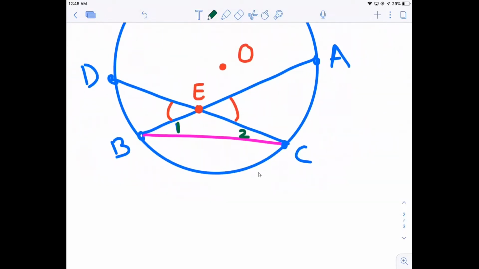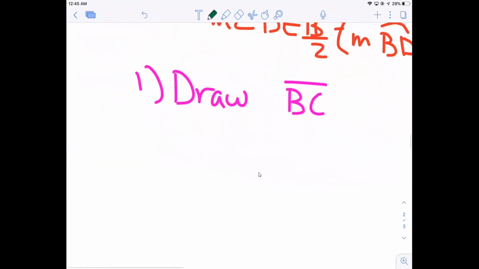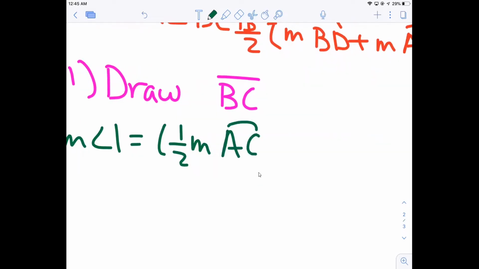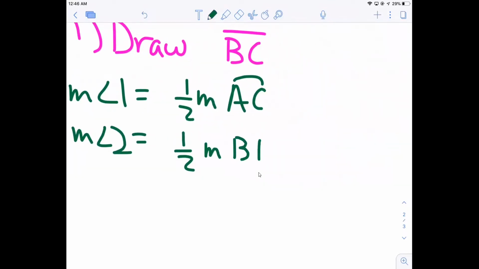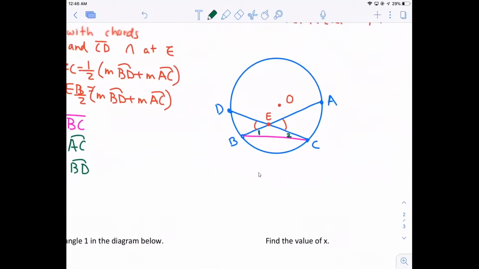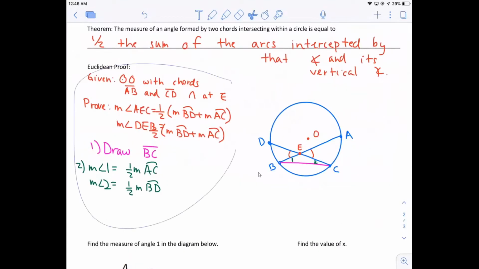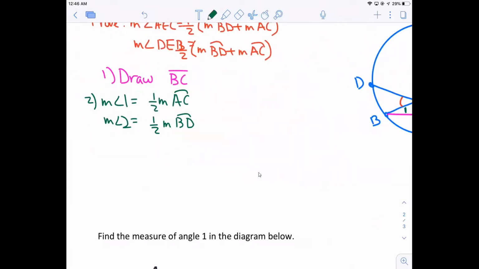So can I say that the measure of angle 1 is half the measure of arc AC, and the measure of angle 2 is half the measure of arc DB. Angle 1 equals half the measure of arc AC, and measure of angle 2 equals half the measure of arc BD. Right, and we know that is because an inscribed angle is equal to half the measure of its intercepted arc. That was a theorem we proved earlier on. Right, so same reason for both of those.